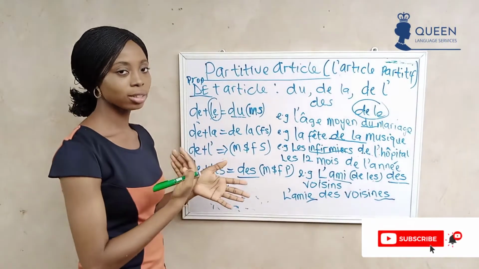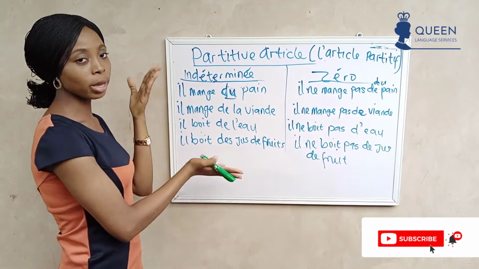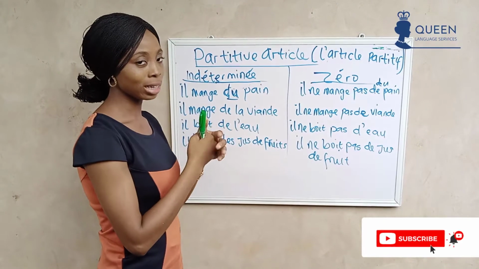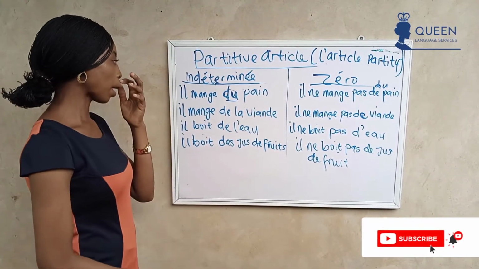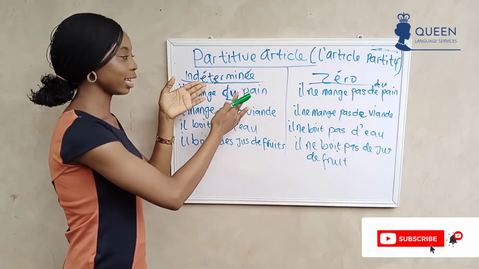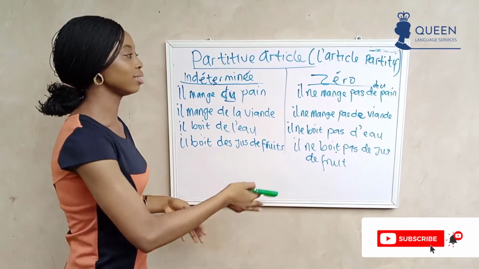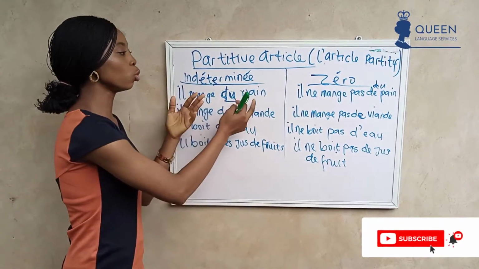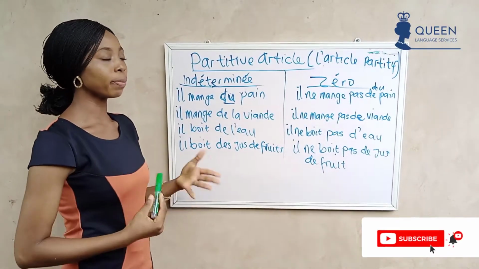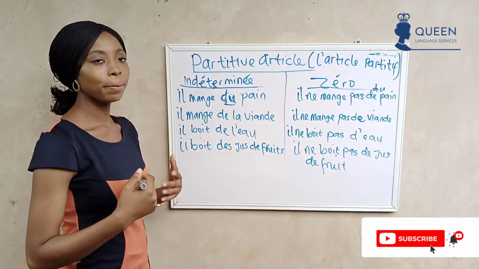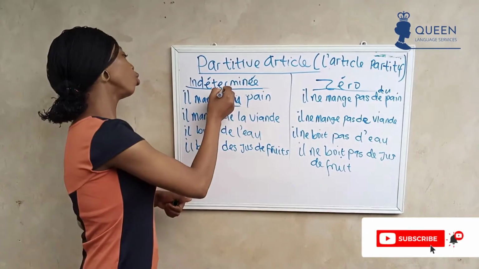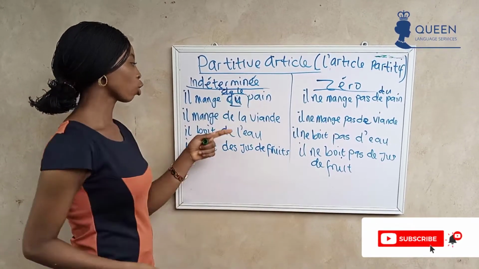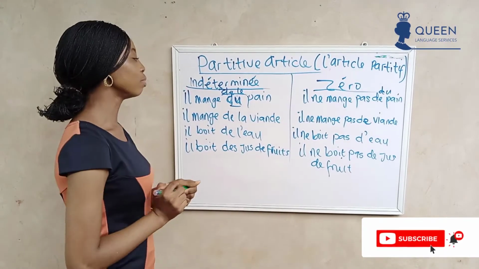So let's look at some examples. Here are examples of how to make use of our partitive article, that is our preposition de and definite article. We have the indeterminate, that is the quantity that we cannot determine, and the zero quantity. So we have il mange du pain. When we say il mange du pain, we can't determine the quantity of bread he took. So we know that here it's meant to be de le, and this de le has contracted to du.